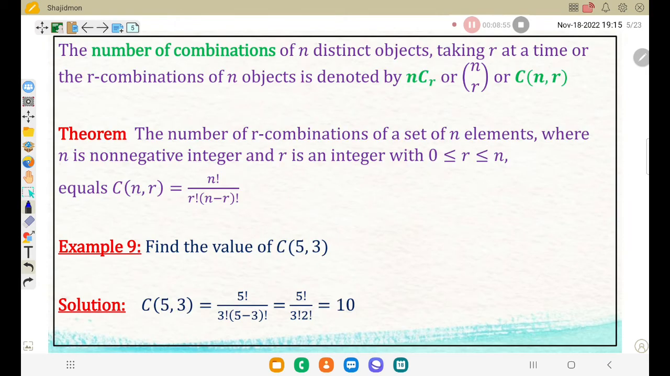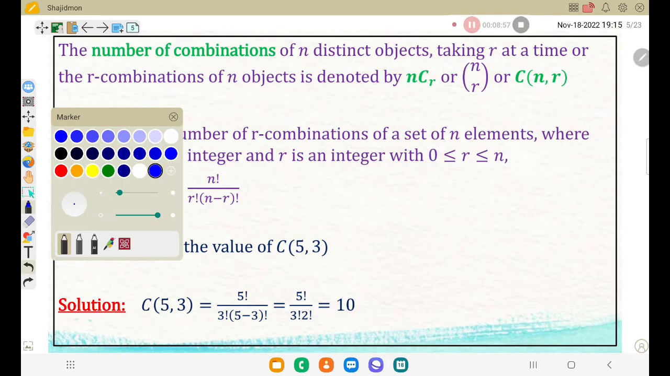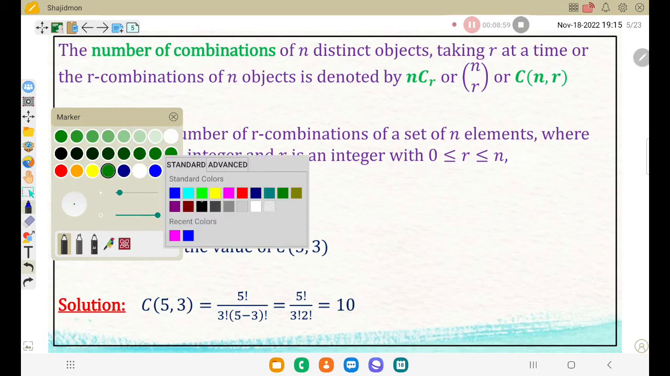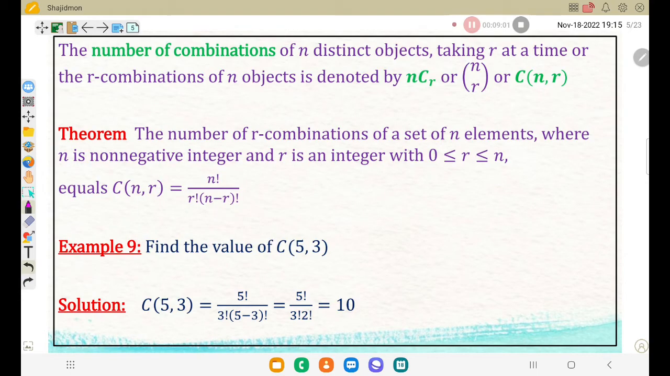Now let me go to the definition. What is combination, and how can we calculate it? Because when we enter it in the calculator we get the answer directly, so what is the background? The number of combinations of n distinct objects taking r at a time: how many objects in total? We have n objects in total. How many are we taking at a time? r objects at a time.